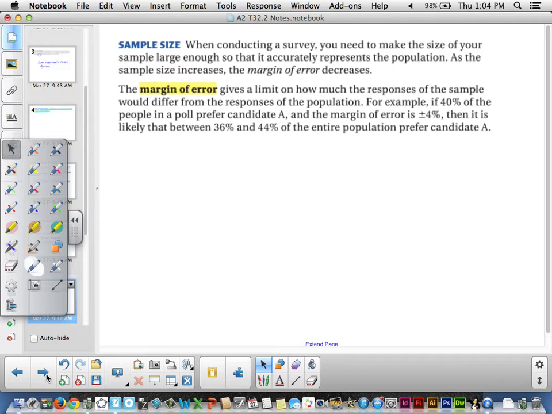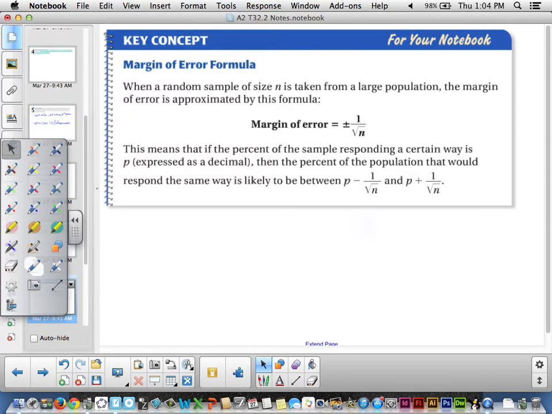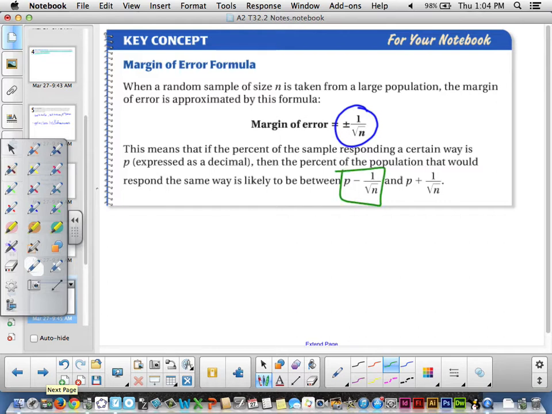All right. Now we calculate margin of error by looking at how many people we sampled. The margin of error is plus or minus 1 over the square root of the number of people we sampled, n. The larger n is, the less likely there is to be an error. And so the probability would actually range between your predicted probability minus the margin of error and your predicted probability plus the margin of error.